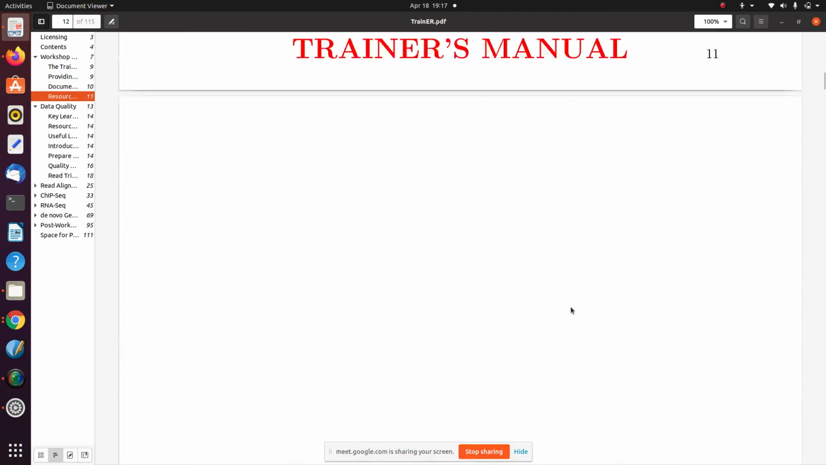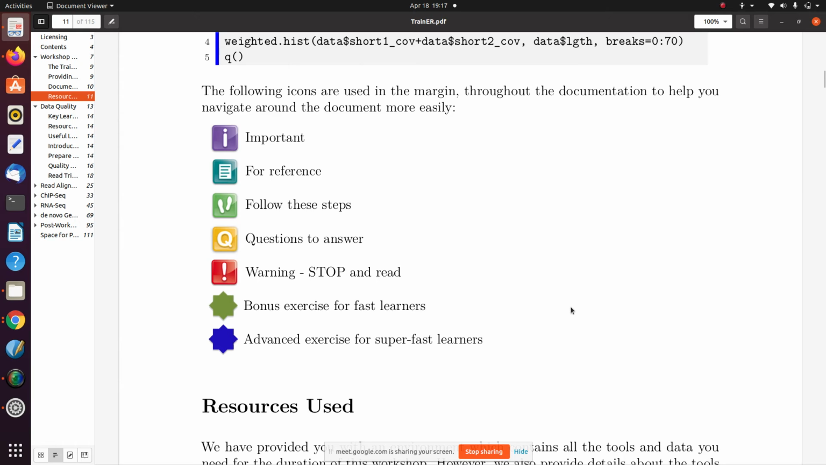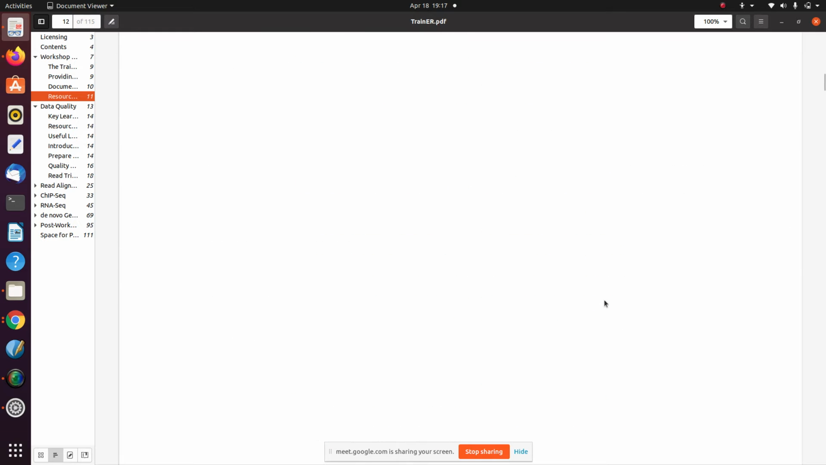These are the types of legends here. If it is marked with dark purple, it is important. If it is green, notes, it's for reference. Light green with footsteps, it's follow the steps. Yellow Q is questions to answer. Red exclamatory is a warning, stop and read. Green star octagon is a bonus exercise for fast learners, and blue star octagon is an advanced learning exercise for fast learners.